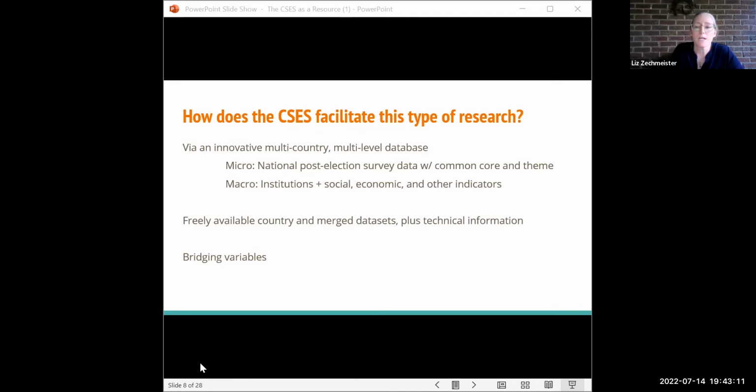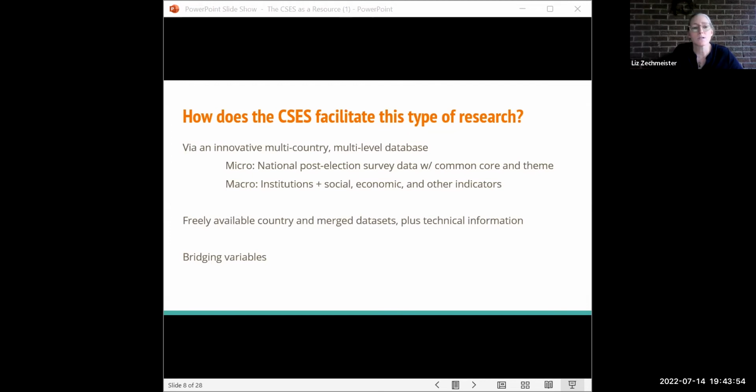So how does the CSES facilitate research on these types of questions? It does this by generating an extensive and unique database that is multi-country and multi-level. At the micro level, the database consists of national post-election survey data with a common core and a common theme. And at the macro level, the database contains all sorts of information on contextual factors, institutions, economic variables, and more. The CSES dataset is freely available, and it's possible to pull out of it both individual country studies as well as comprehensive, merged, and harmonized cross-national datasets.